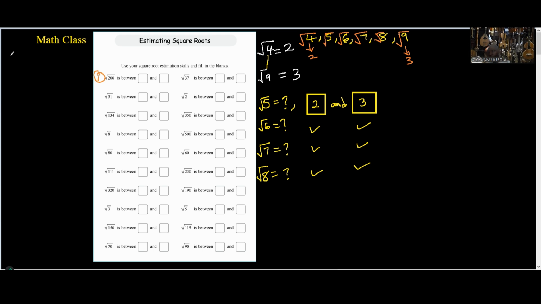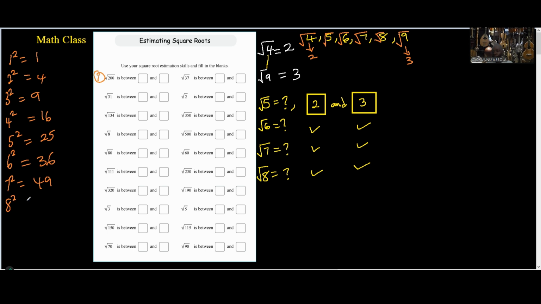For example, 1 square is 1, 2 square is 4. Please make sure you're concentrating. 3 square is 9. 4 square is 16. 5 square is 25. 6 square is 36, which is 6 times 6. 7 square is 49. 8 square is 64. 9 square is 81. 10 square is 100.